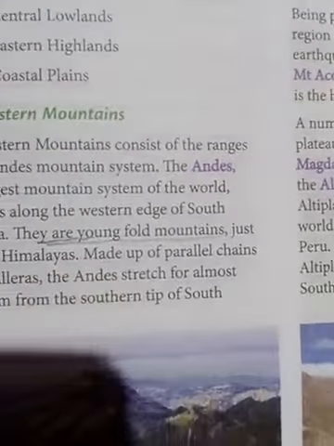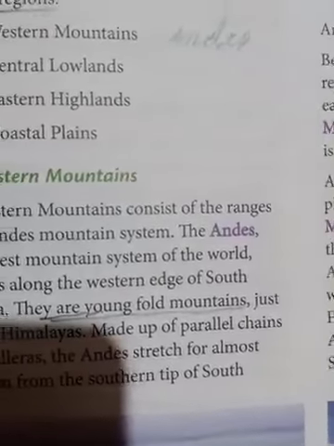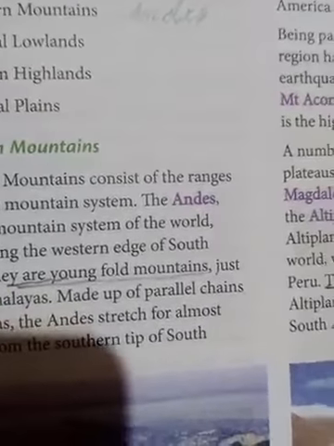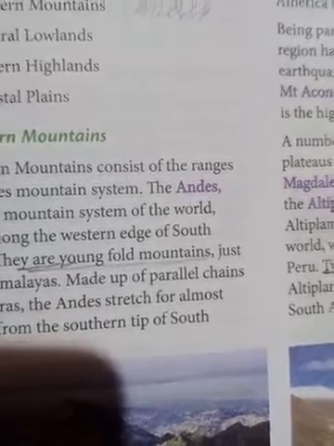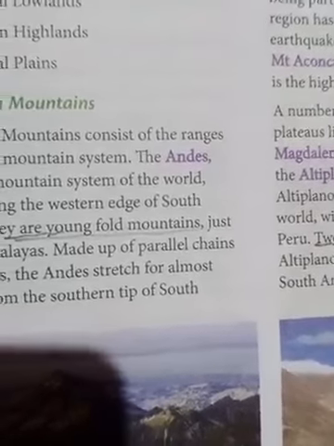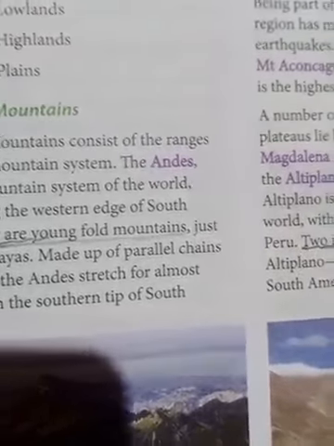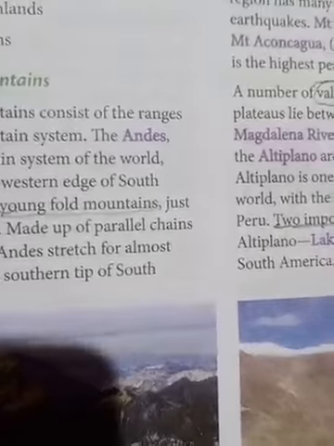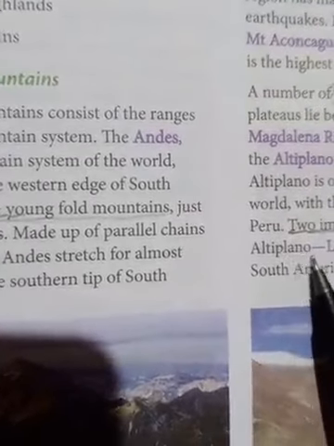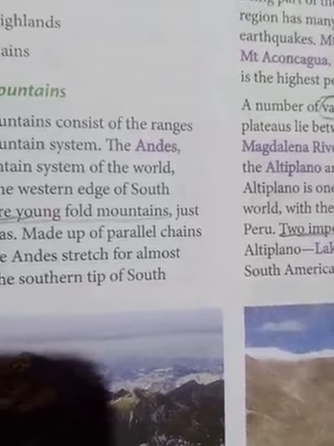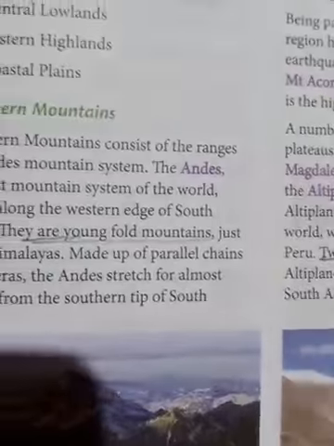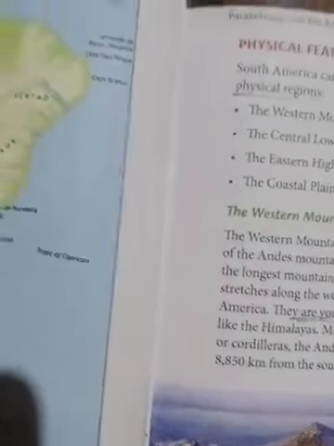And after that, valleys also. Some valleys are also there: Magdalena River Valley, Altiplano, examples of valleys. And after that, two important lakes are located on the Altiplano: Lake Titicaca and Lake Poopo. It is about the Western Mountains.